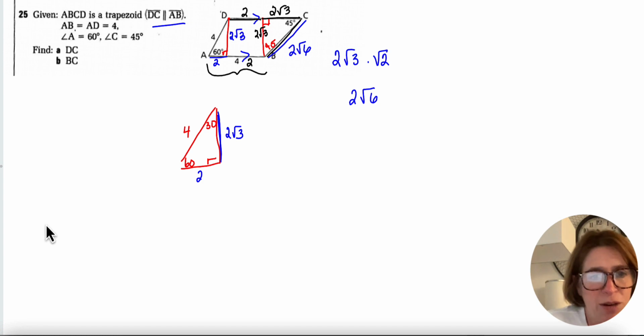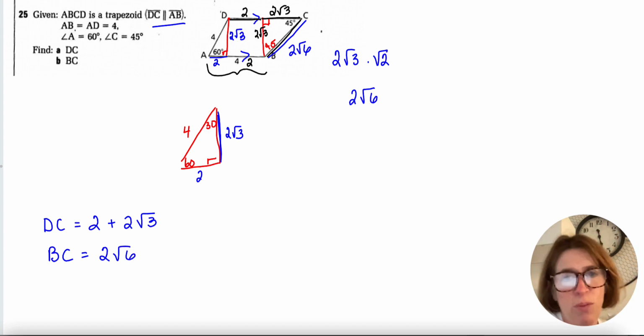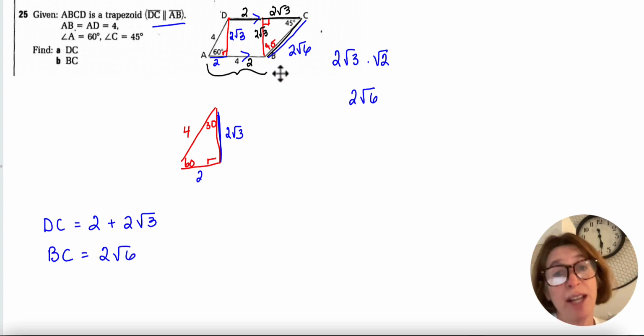All right, let's put that all together. DC would be 2 plus 2 root 3, and that would be its exact value. And BC would be 2 root 6. Hopefully that was helpful. They get really, really tricky, so again, look for 30s, 60s, and 45s. And remember, from any point to a line, you can drop one perpendicular segment called an altitude.